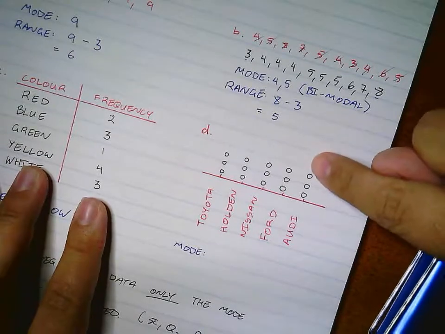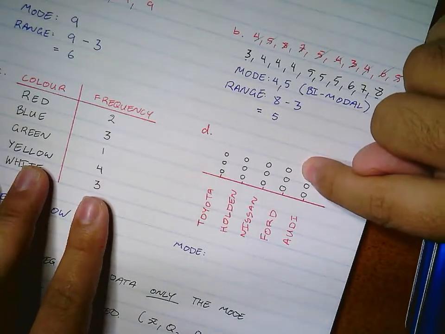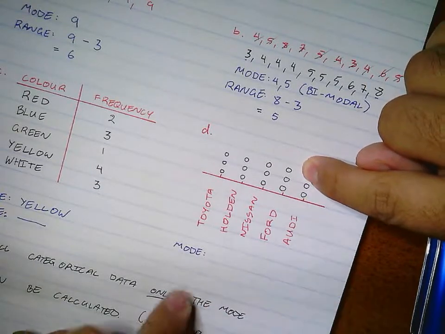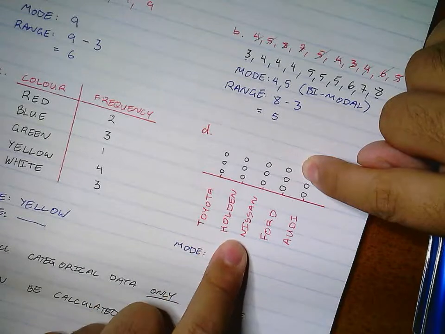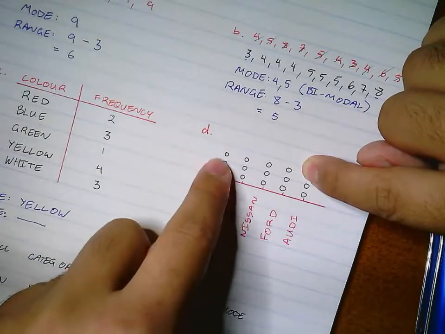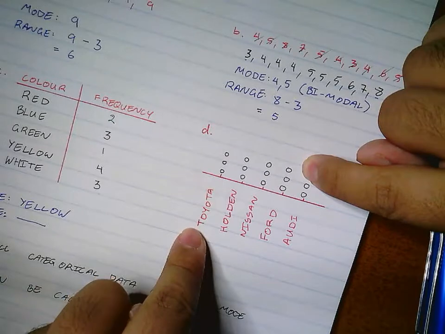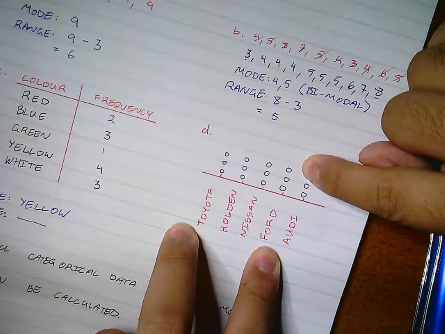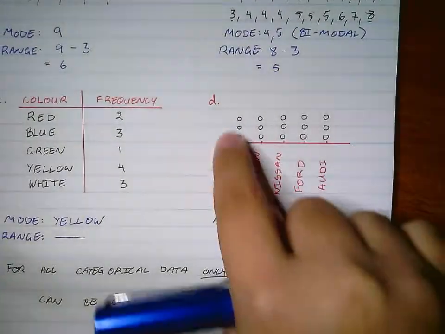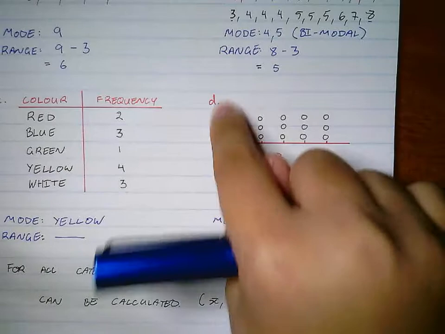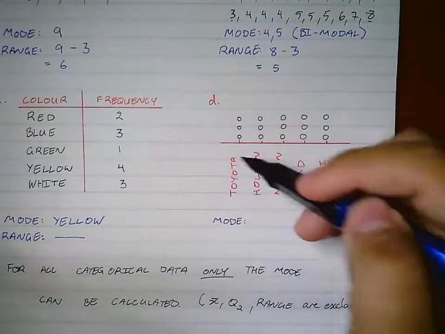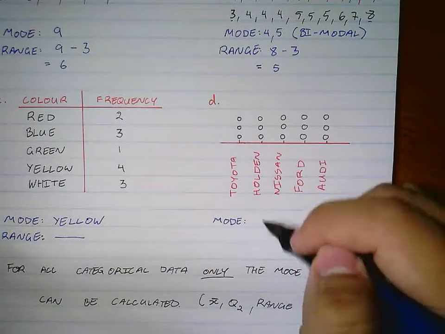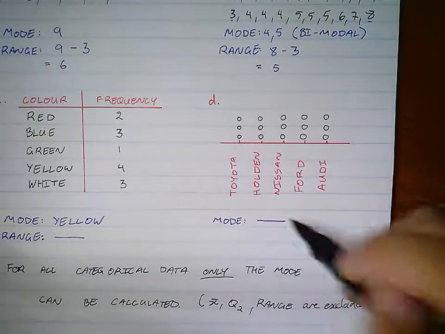Okay, if for example we had Audi as having fewer, then our mode would be Toyota, Holden, Nissan, and Ford, because it is clear that these four, Toyota, Holden, Nissan, and Ford, have more than the others. But in cases such as where every single category is equal in frequency, there is no mode. Okay, so we leave that blank.